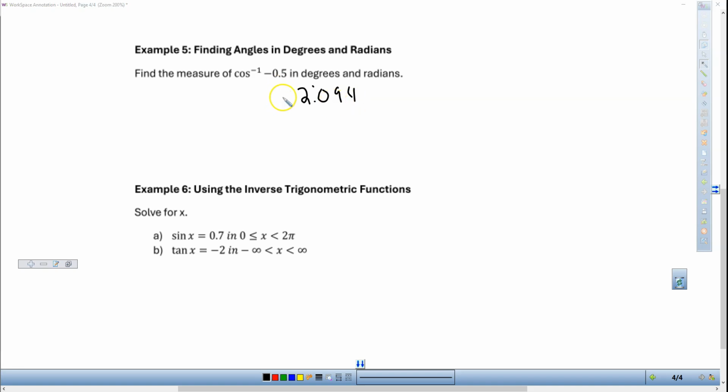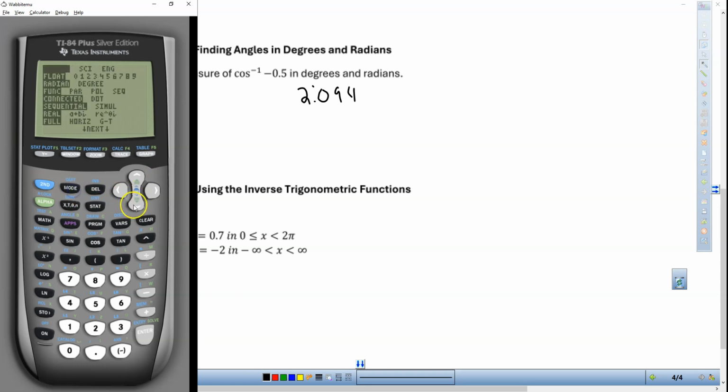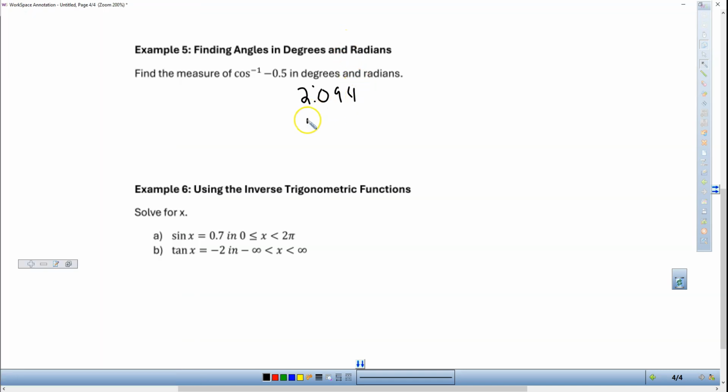And now I'm just going to need my degree mode. So all I'm going to do is go back over to my calculator, change my mode back to degrees, even though it's not something we use as often. Let's go ahead and use the same function here. But now if I hit enter, you'll see I get the value 120, which means that this is in degrees. So this is 120 degrees, whereas this is in radians.